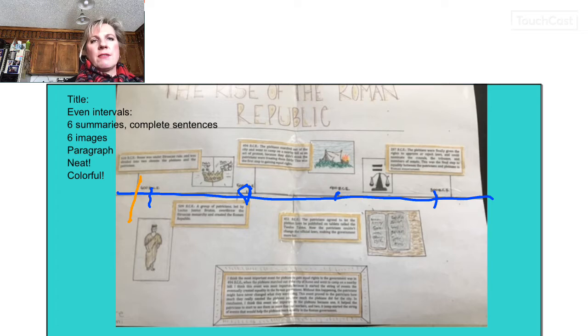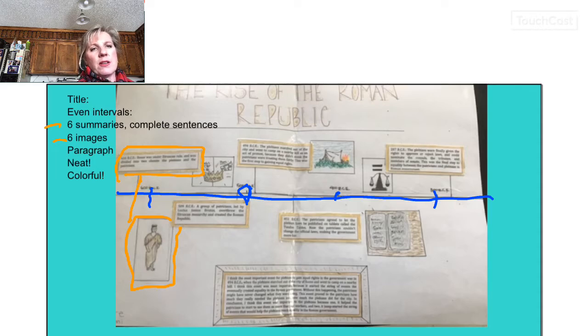After you have done even intervals and the actual dates that were listed on the rubric, please make sure that you have 6 summaries, 1 per year or 1 event, as I've got an example right here. Please have complete sentences and then an image to go along with it to represent what was happening during that time period. At the very bottom, or wherever you can fit it in, this one happens to be at the bottom, please write a paragraph explaining to me which one you think was the most important change during the rise of the Roman Republic and why.